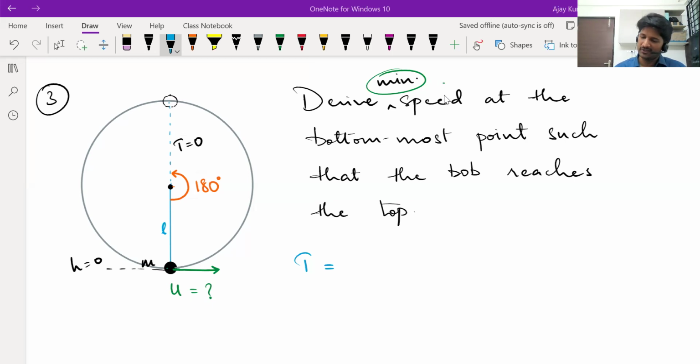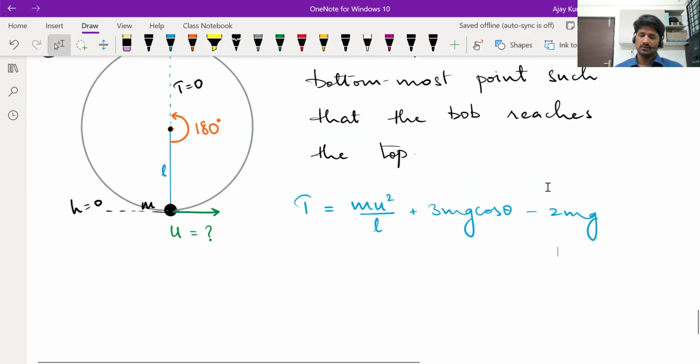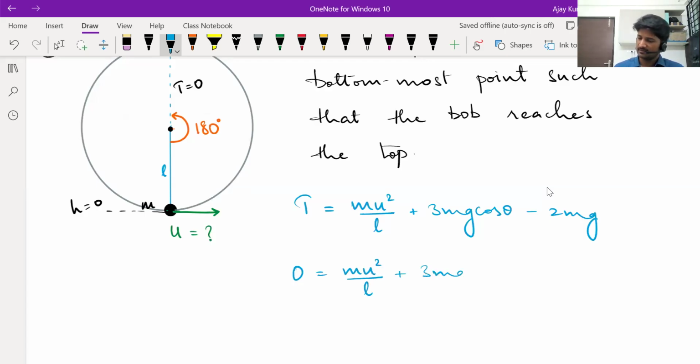Fine. See, the formula for tension as a function of theta and the initial speed is mu square by L plus 3 mg cos theta minus 2 mg. Now we want the bob to be able to reach the topmost position at least. So just after reaching there, the tension can become 0. So we'll substitute tension as 0. Sir, I think I got it. How much? Root 5 GL is equal to U. Okay, U is under root 5 GL.